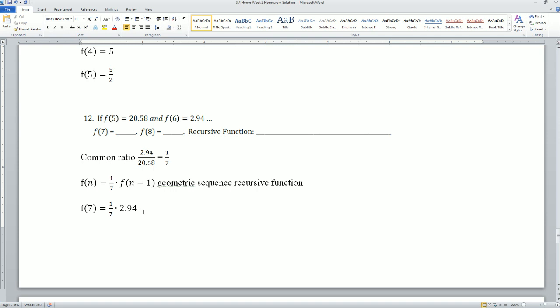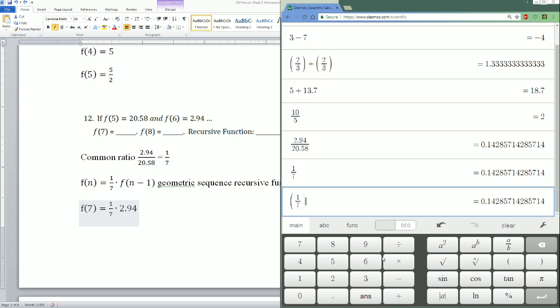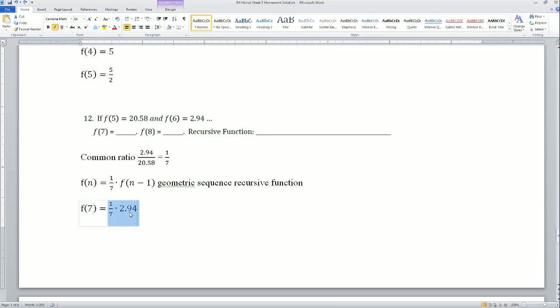Alright, this is roughly equal to 0.42. If you want to see that, let me show you. On decimals here, 1 divided by 7 times 2.94. You see how it equals 0.42? So this is going to be equal to 0.42. Okay? Good? Alright, let's see if I have room to find the other one.